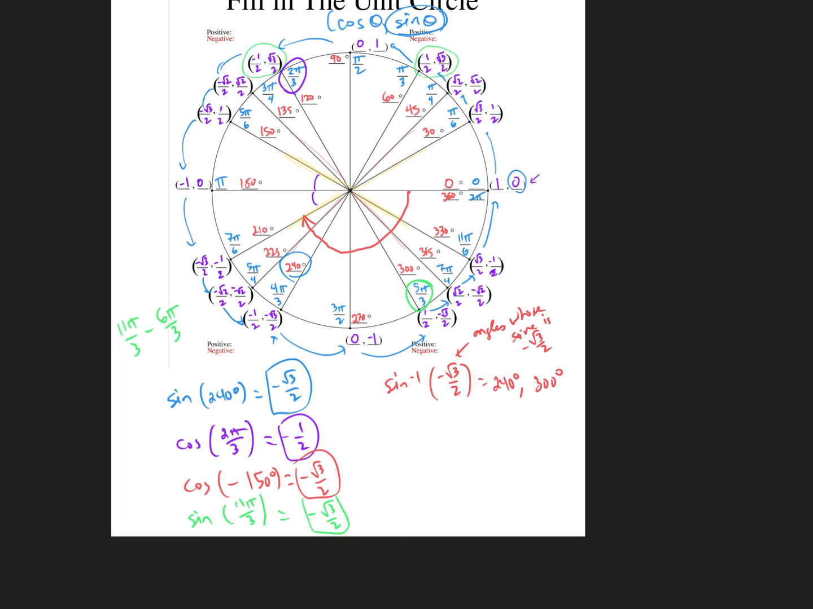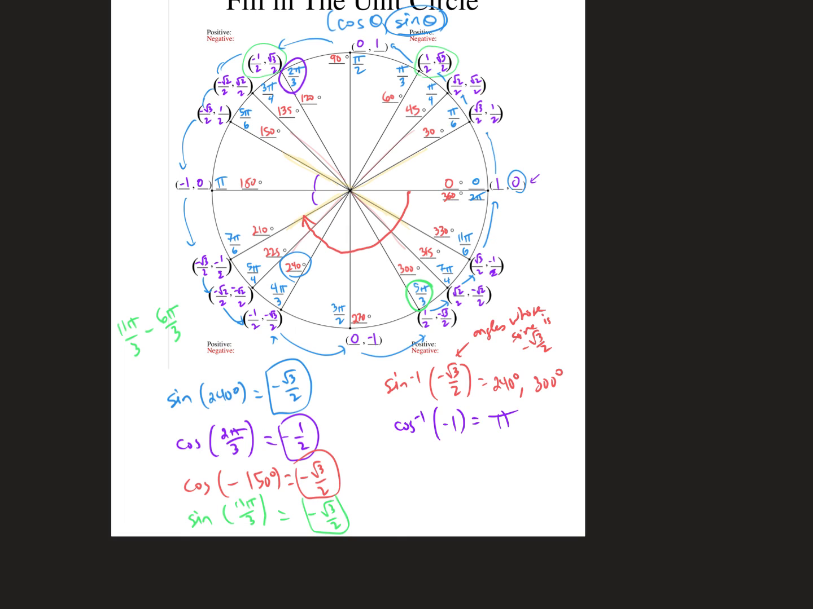If I were to do, say, the inverse cosine of -1, let's say this time ask for it in radians. Cosine is the x value, so I would want angles whose x value is -1. Well, there's only one of those on the unit circle. It happens at pi.